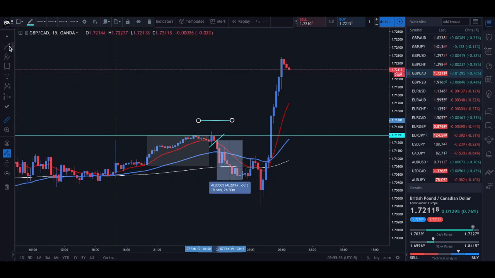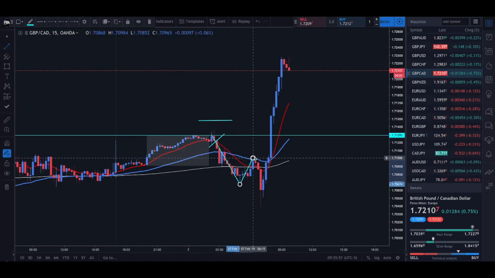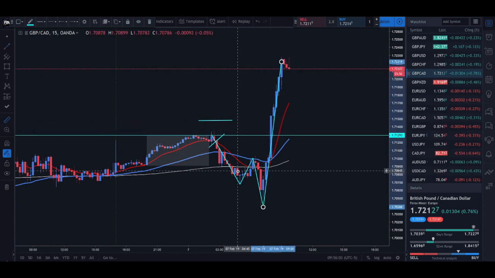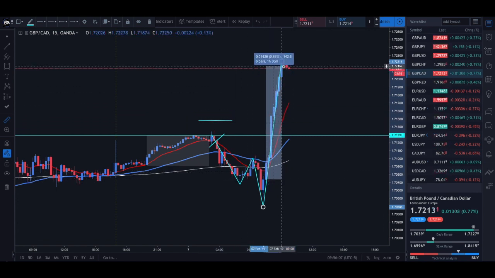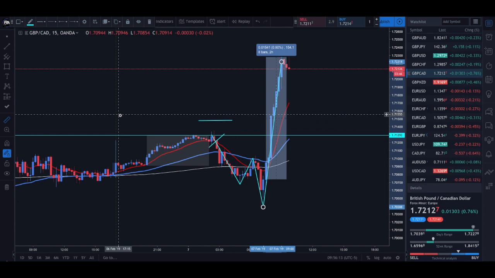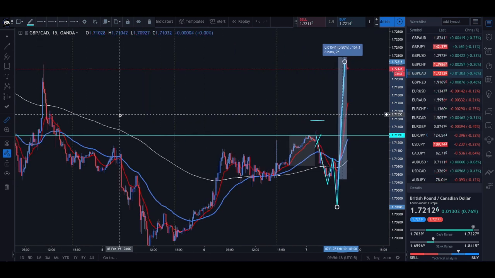Okay, but the bigger trade here was during the second half, which was this nice W formation that we got. Boom, and this one actually gave us over 150 pips. So if you just got in on the second leg here, you're looking at about 154 pips that it would have produced for you. So definitely not a bad trade at all.